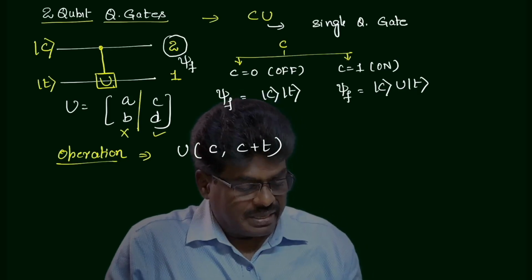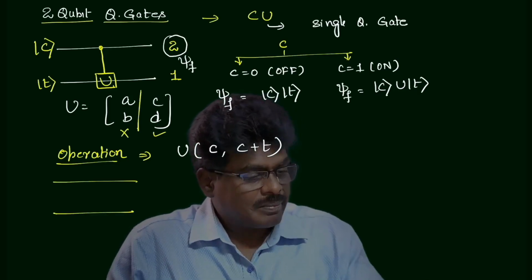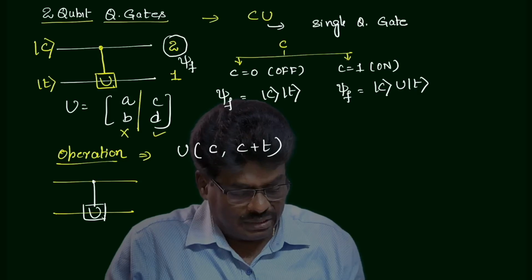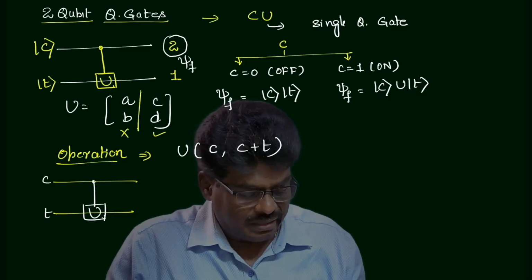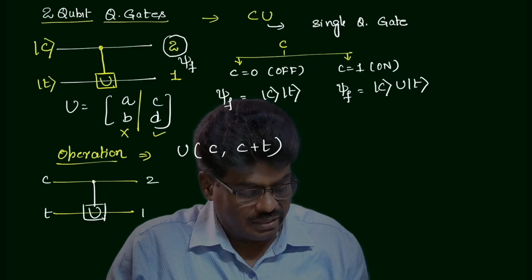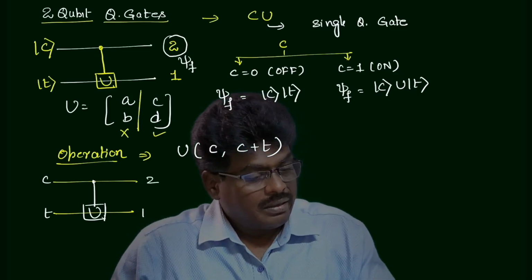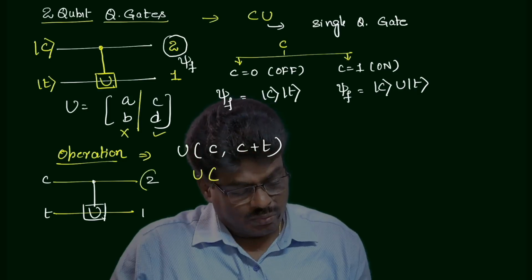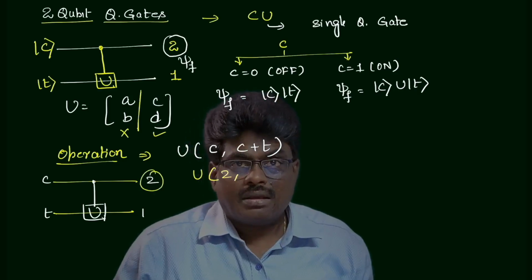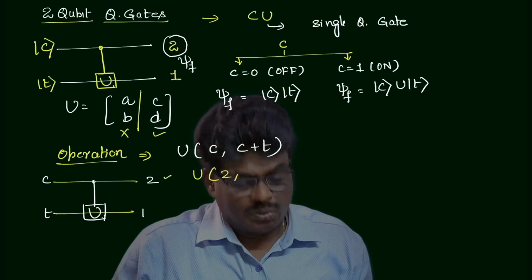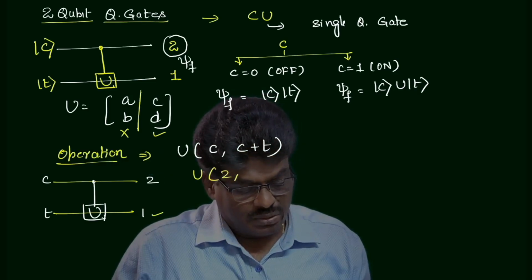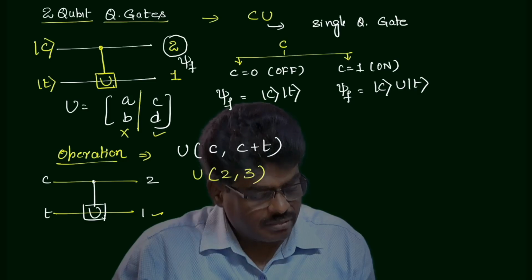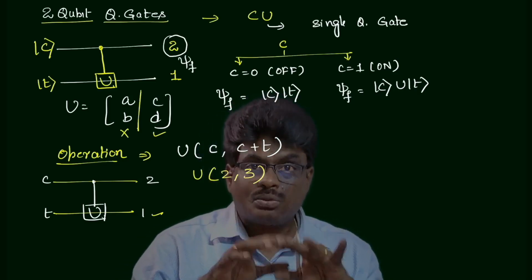Now in this present example, this is the CU control operation. This is the control and this is the target. I have decimal notation, I told you 1 and 2. As per this, it is U of, here what is the control? 2. That's why 2 comma C plus T. C is 2 and T is 1. C plus T, that is 2 plus 1, which is nothing but 3. This will create a superposition of 2 and 3.